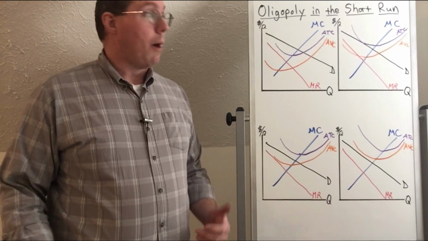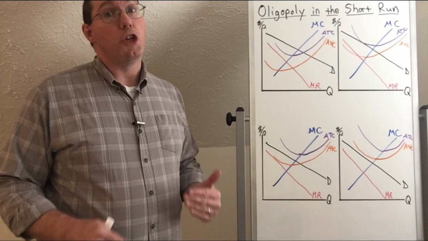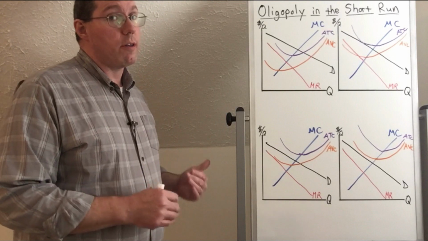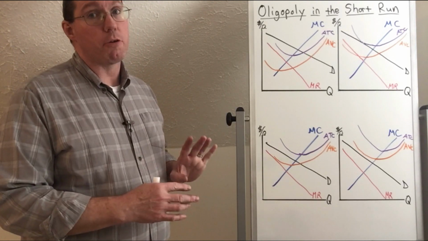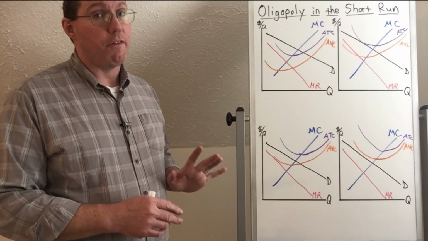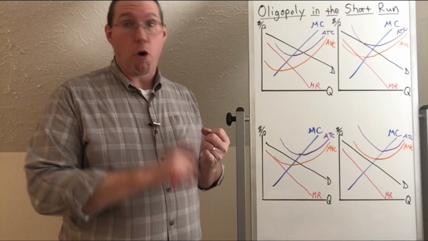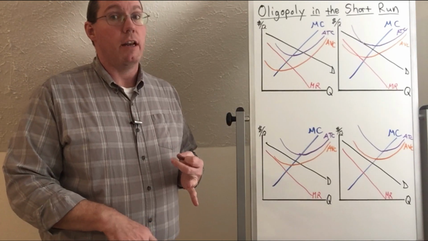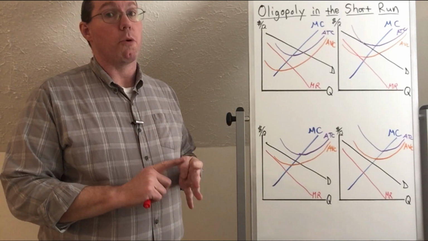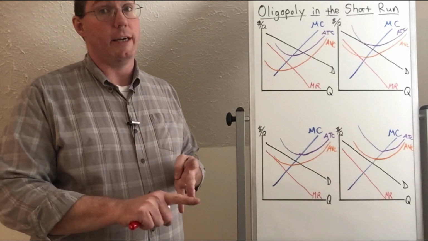All right, so now we're going to talk about oligopoly in the short run. Now you have already seen this several times. We're going back through it. There's 4 possible circumstances for the oligopoly firms. They could be profiting, they could be breaking even with 0 economic profit, they could be operating at a loss, or they could be in a situation where they have to shut down.